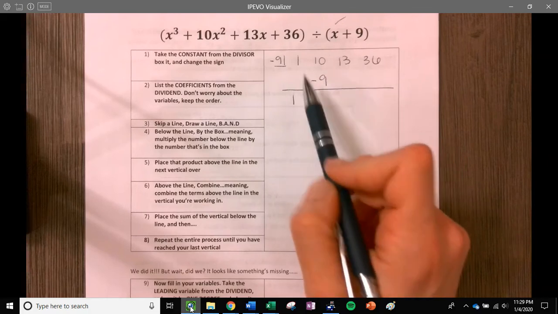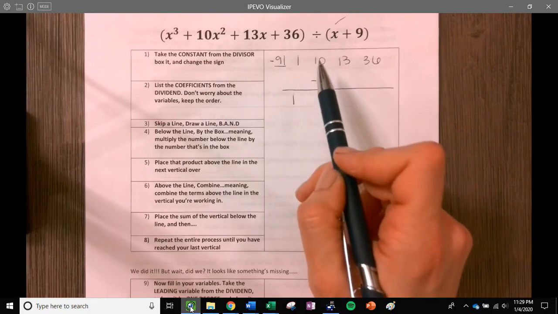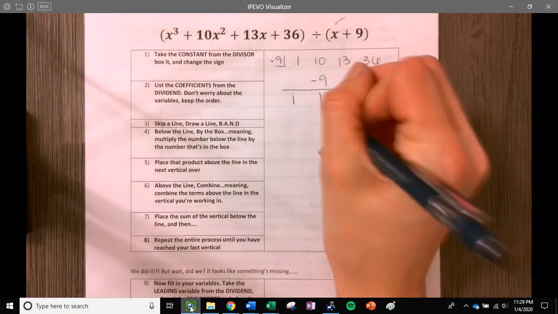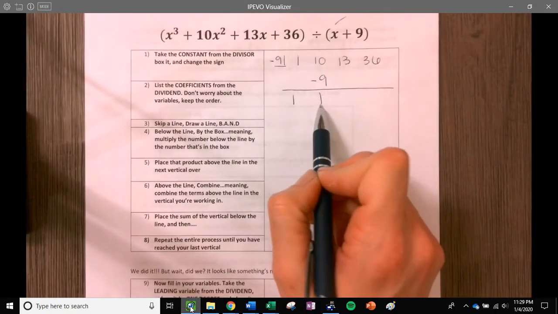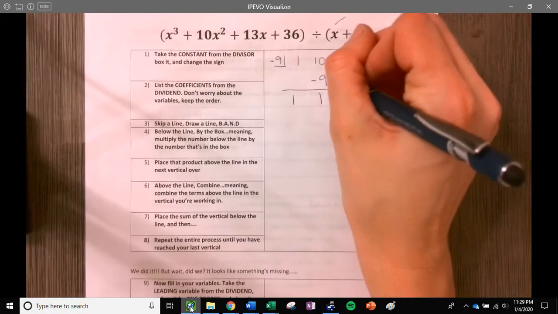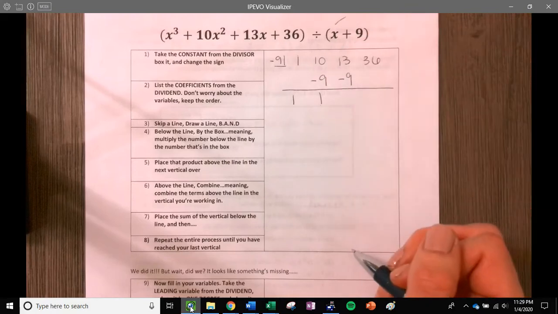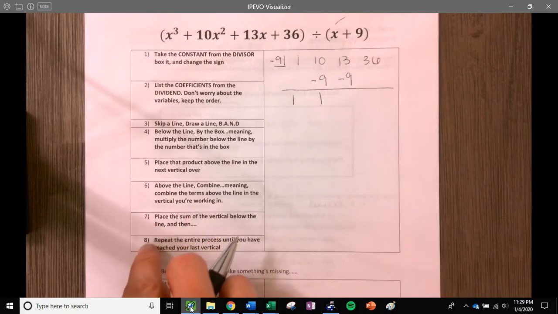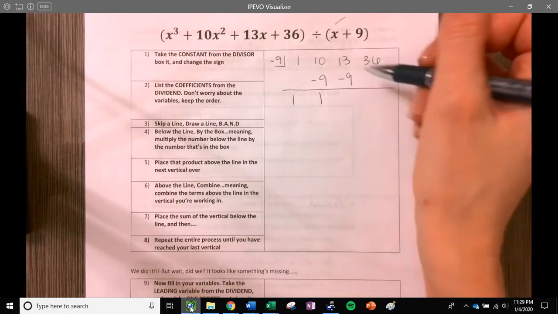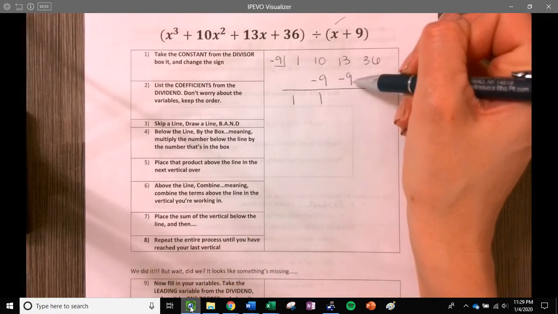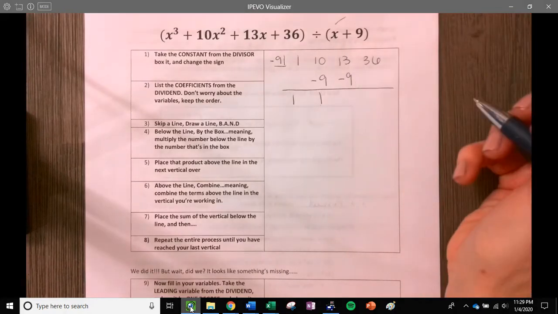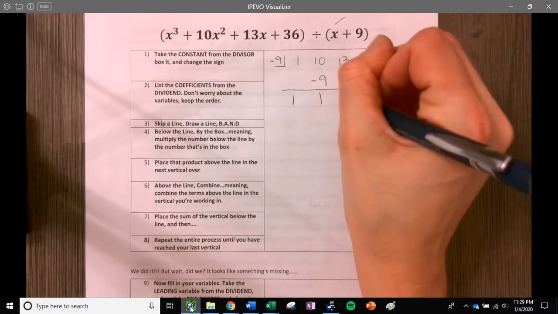But above the line, you combine. 10 plus -9 or 10 minus 9 is going to give me a 1. What happens when you're below the line? You multiply by the box. You're going to fill it in the next vertical over. Okay, we're down here on step 8 now. We're just repeating the entire process until we've reached our last vertical. So what's 13 minus 9? Or 13 plus -9? I hope you said 4.